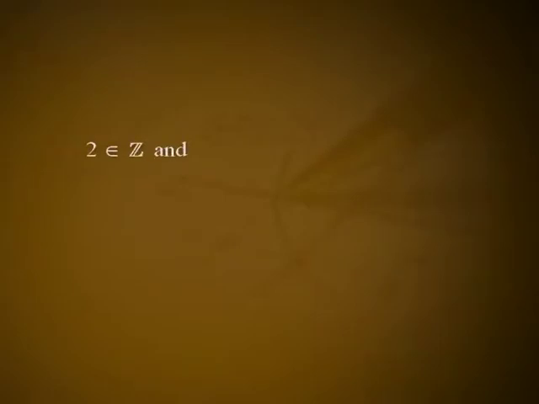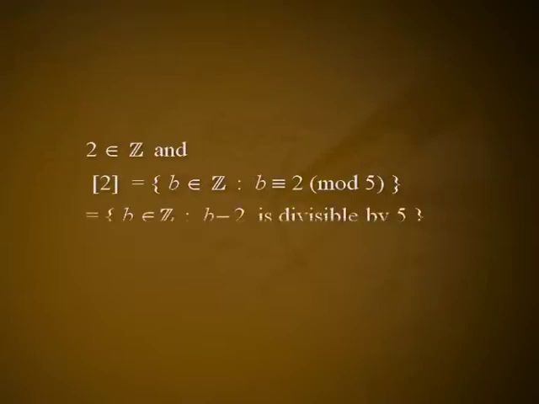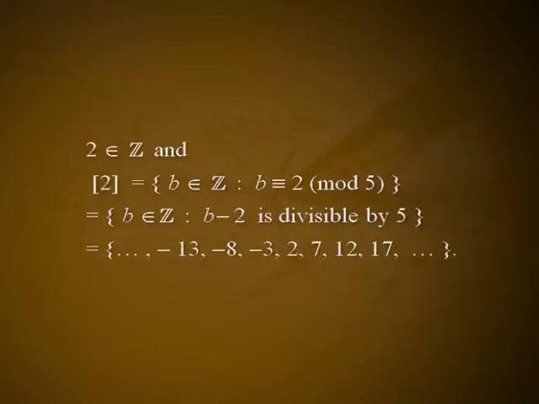2 belongs to the set, and class 2 is equal to the set of all b belonging to the set such that b is congruent to 2 mod 5, which is equal to the set of all b such that b minus 2 is divisible by 5, which is equal to the set of all, etc., minus 13, minus 8, minus 3, 2, 7, 12, 17, etc.